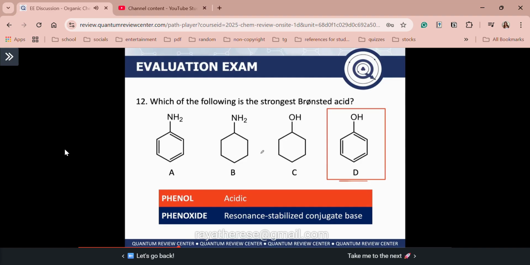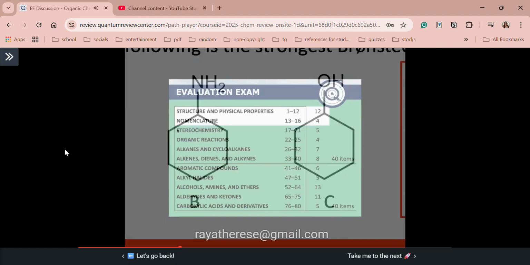Okay, so for number 12, the answer is letter D. We have phenol. Of course, letters B and C are just simply your amine and alcohol respectively. We have no resonance stabilization. So with that, we are done with the first topic. Now we proceed with nomenclature.